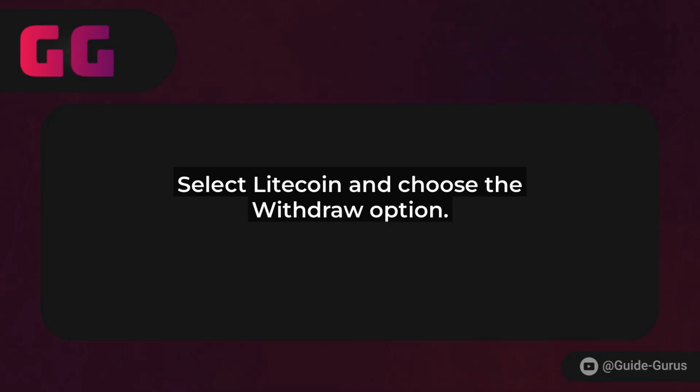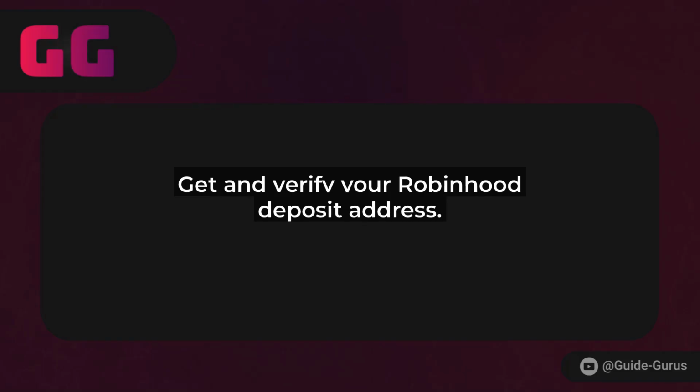Next, on Robinhood, go to your crypto wallet and find the deposit address for Litecoin. In 2025, Robinhood supports direct deposits, but always verify the address to prevent any errors. Copy that address carefully. Back on Bitmart, paste the Robinhood address into the withdrawal form.